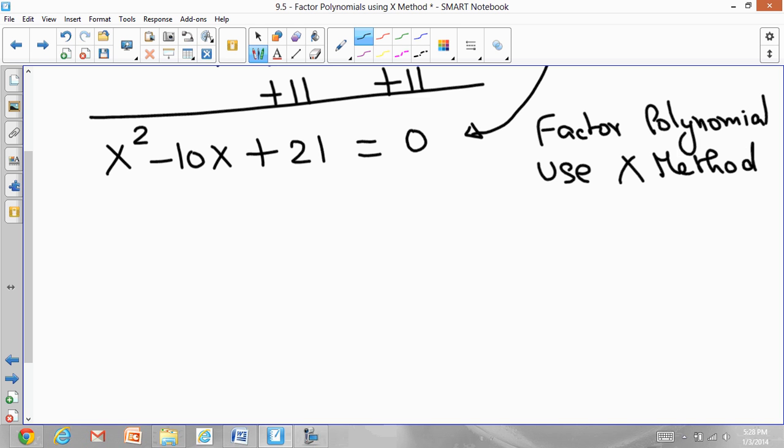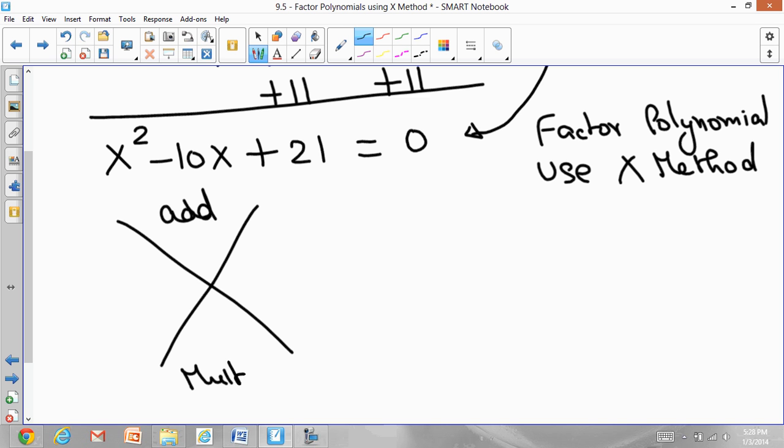Condition number 1, you can only use the x method provided the coefficient of x squared is 1. That means you basically don't have any coefficient for x squared, then you can use the x method. So let's put the x, then you have add, and you have multiply. So the middle one goes here, the bottom one gets the last one, which is positive 21.